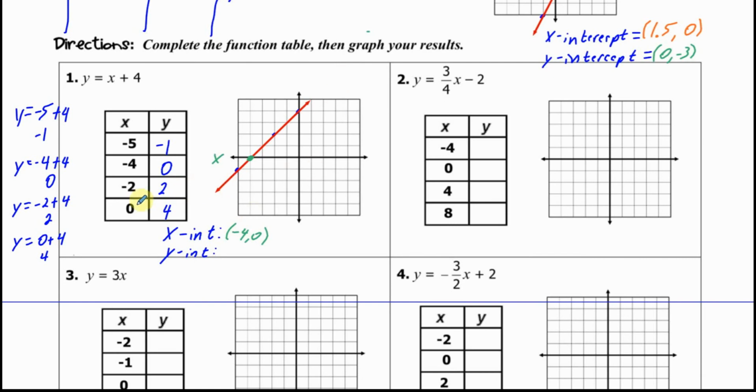Now let's look at the y-intercept. So we've got here 0, 4. And look, 0, 1, 2, 3, 4. That's this point right here. So you can see that's where the line hits the y-axis. So that's 0, 4. Again, notice that the y-intercept, the x-coordinate is 0 because every point on the y-axis is going to be 0, comma, something.